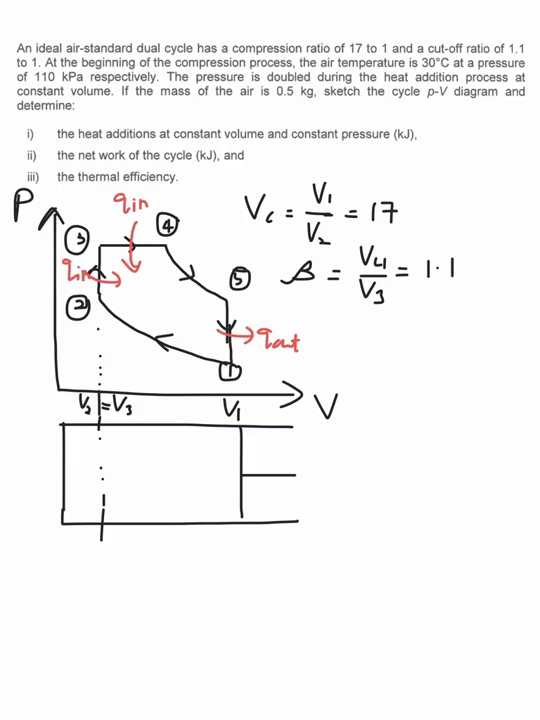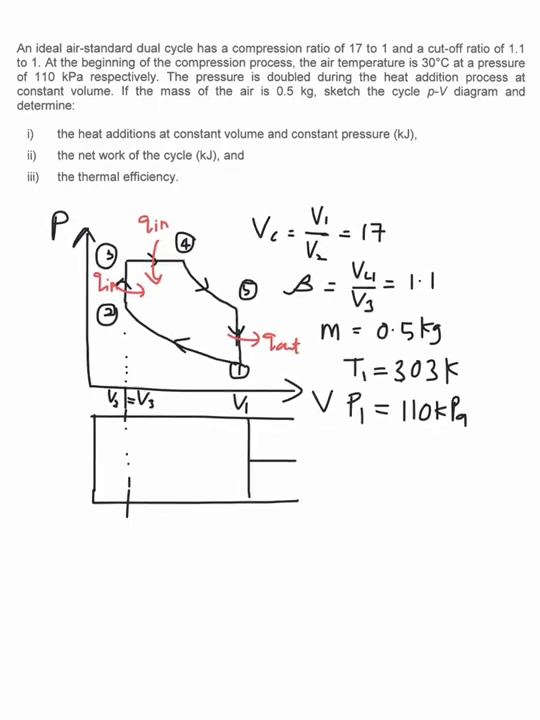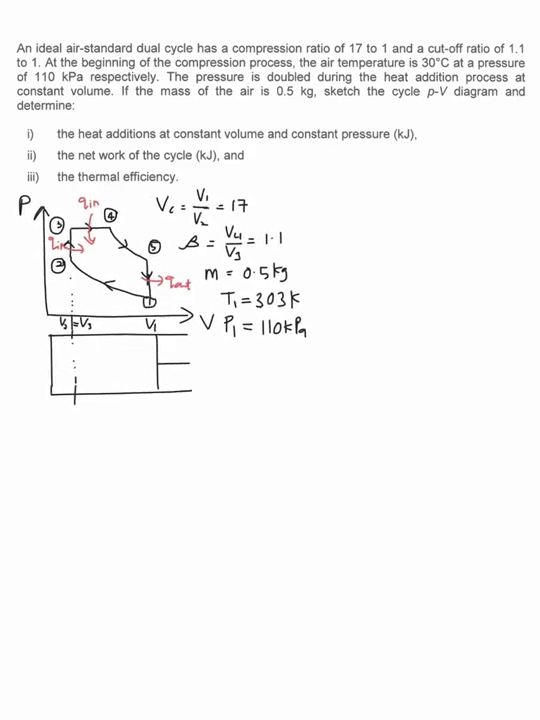It also gives you mass equal to 0.5 kilos. And the temperature at the beginning, which is T1, is equal to 30 degrees C, and you need to convert it into Kelvin, so you need to add 273, so it becomes 303 Kelvin. And the pressure at the beginning of the compression is 110 kilopascal. Right, now that we have all that we need, let's have a look at what the questions want.